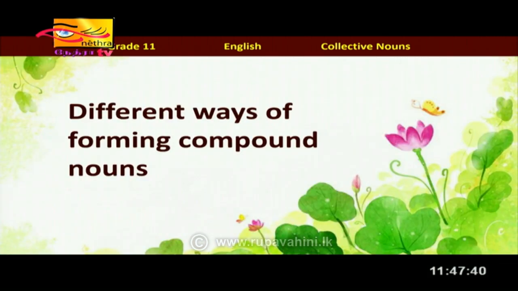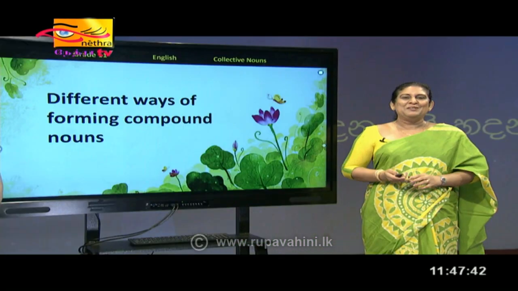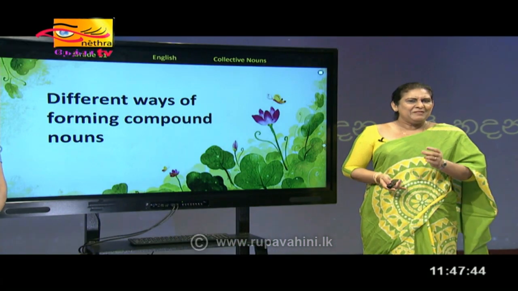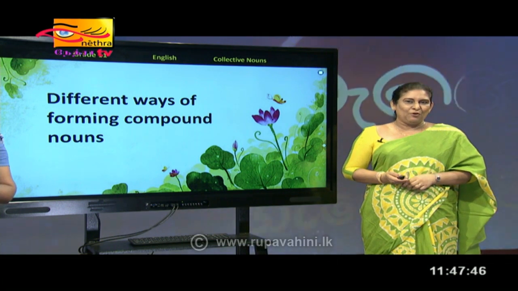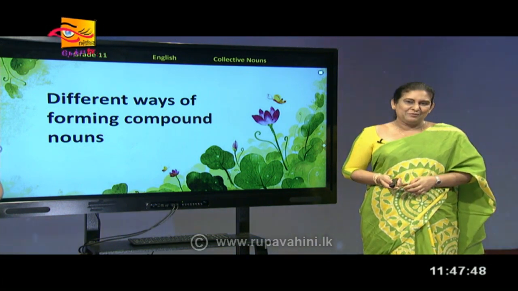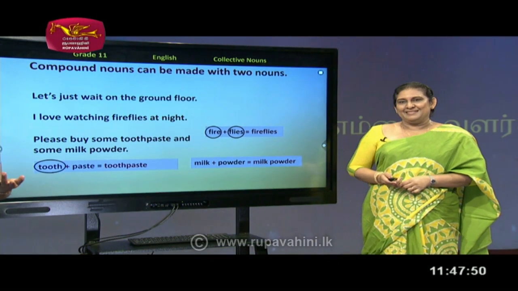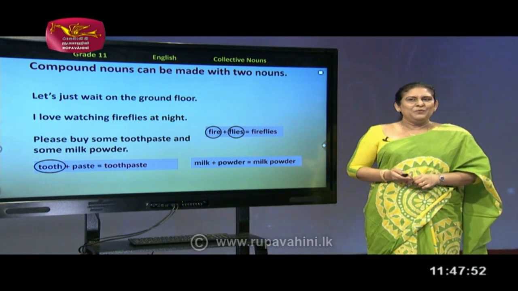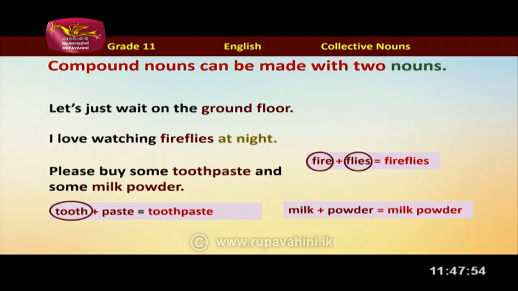Through. Right. I don't think I have to explain. You've got a lot of words there, children. So I will quickly explain how to form compound nouns. There are different ways, it seems. Yes. Now here, we can use two nouns and form one compound noun.